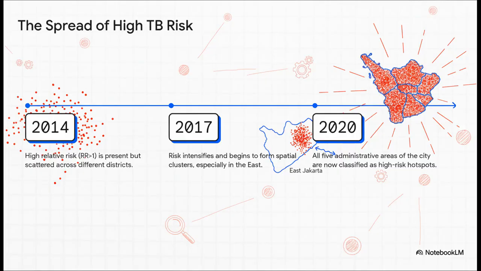And this is where you really see the power of that adaptive model. Just watch this timeline. Okay, so in 2014, you see these scattered pockets of high risk. A little here, a little there, but watch what happens. By 2017, the model shows those spots are starting to connect, to merge and form dangerous clusters, especially over in the east. Then, fast forward to 2020, and the entire city map is red. The threat wasn't just growing, it was consolidating.